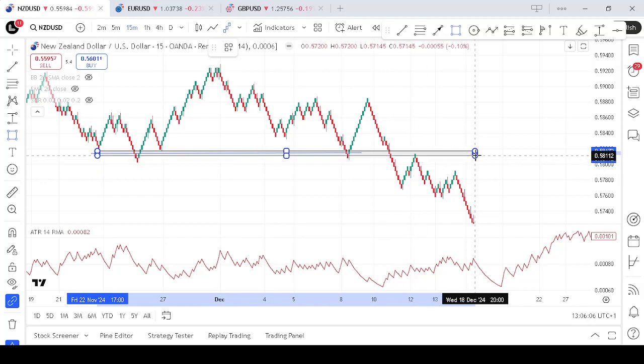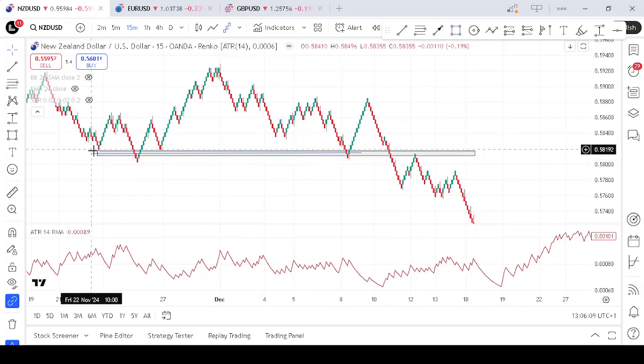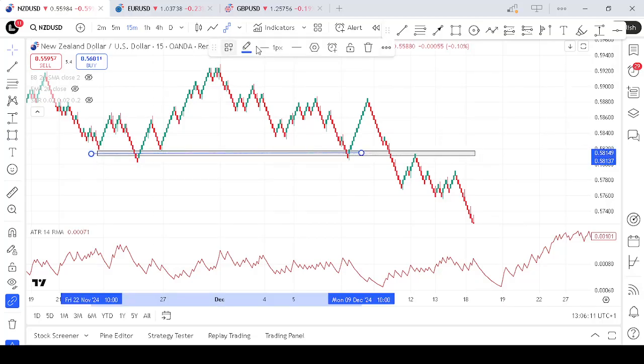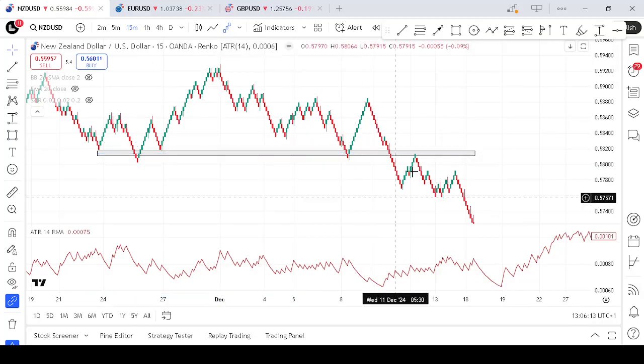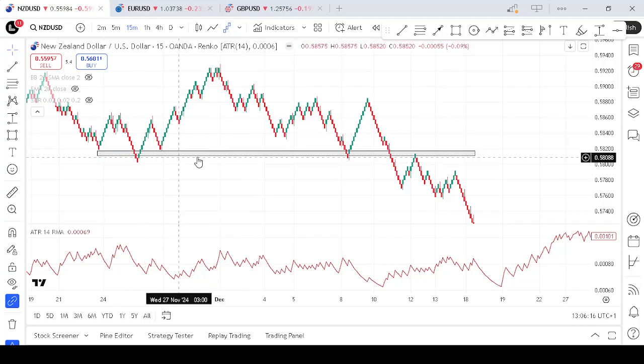This should be our resistance zone. This should be our support zone. When it was broken, it became our resistance zone. So this is our support line.